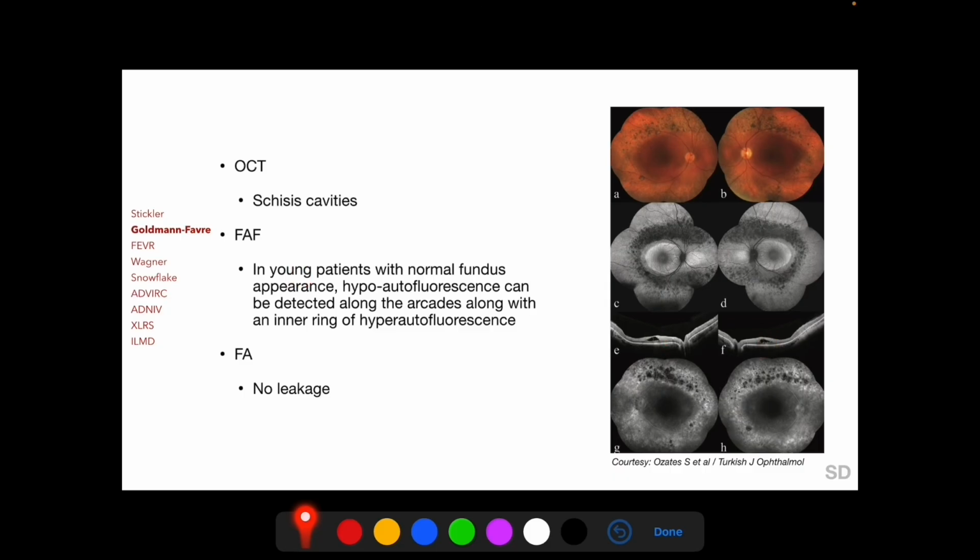in young patients with normal fundus appearance on ophthalmoscopy, fundus autofluorescence shows hypoautofluorescence along the arcades with an inner ring of hyperautofluorescence, and fluorescein angiography in eyes with ESCS does not show any leakage in the foveal area in spite of cystic appearance on OCT.